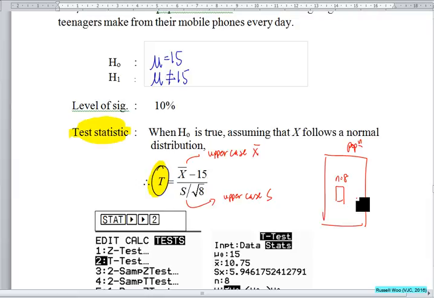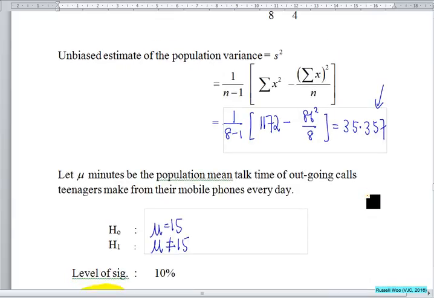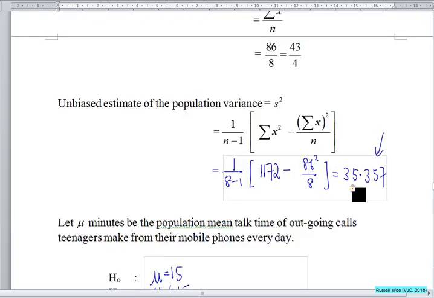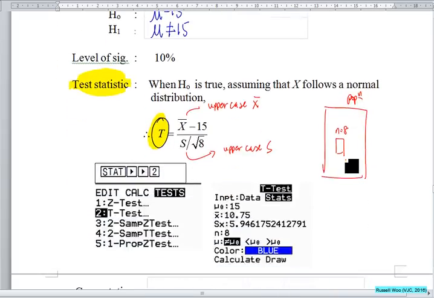But when we do the calculation, I want to find a point estimate of the unbiased estimate. I have no choice. I have to take 35.357. This is a point estimate, just like x bar, 43/4, was a point estimate. It's lowercase. It's a point estimate. Don't understand also never mind, just remember uppercase. You will soon understand, I'm quite sure.